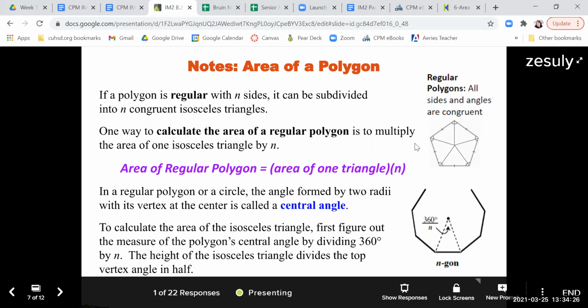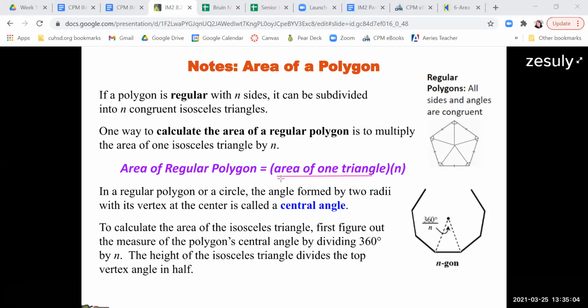The number of sides and the number of triangles is the same. Now, one way to calculate the area of a regular polygon like this is to multiply the area of one of the isosceles triangles by n, the number of triangles, or the number of sides. So in purple here, this is essentially our formula. We have the area of the regular polygon is equal to the area of one triangle times the number of triangles, times n. The hardest part about this is figuring out the area of one triangle.